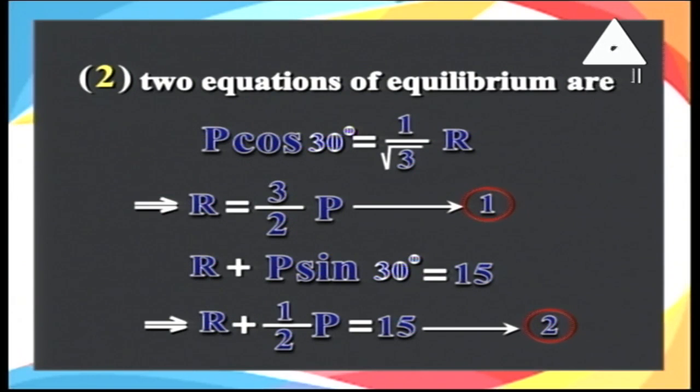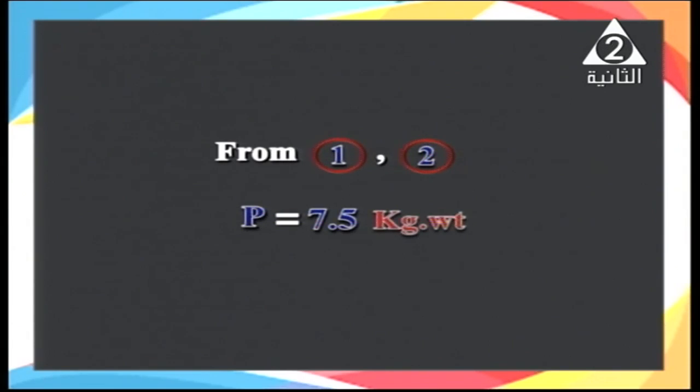We have two equations. Number 1, R equals 3 over 2 B. Number 2, R plus 1 over 2 B equals 15. We have two equations in two unknown variables, R and B. R is the normal reaction, B is a force. By using the substitution method or the elimination method, find the value of R. From 1 and 2, find B equals 7.5 kilogram weight. Now let's find another example.